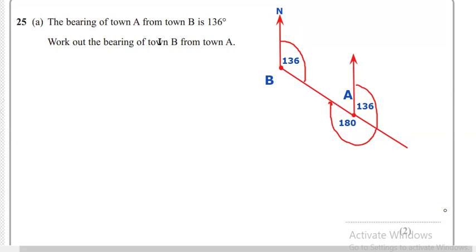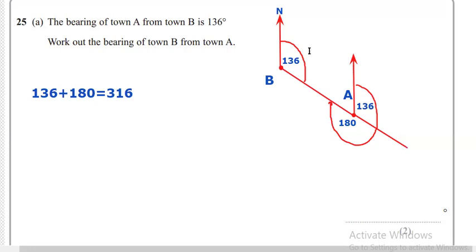So as we said, if the bearing given to you is less than 180, just add 180 to it to find the other bearing. If the bearing is more than 180, it means it's on this side. Just subtract 180 from it to find the other bearing. So here we have 136. This bearing is less than 180. This means we have to add 180 to it to find the other bearing. So 136 plus 180 equals 316. And this is how you answer a question like this.